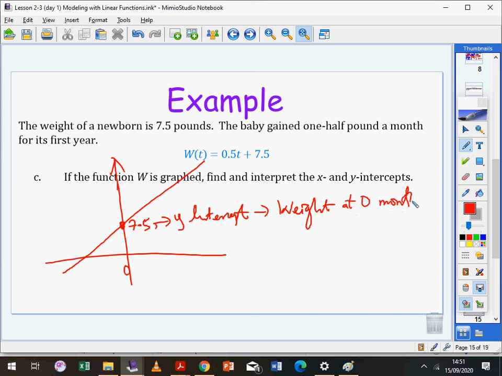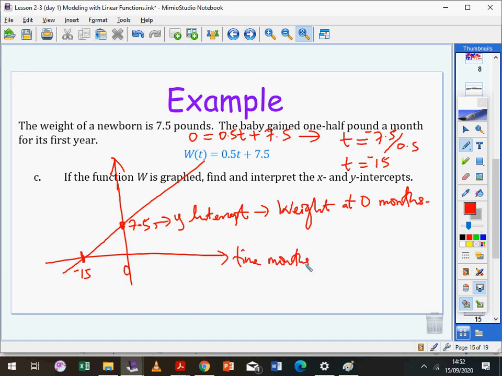Now let's think about the x-intercept, this value here. This x-intercept, if we calculate it by setting the output value equal to 0, minus 0.5t plus 7.5, I hope you can see that when I solve for t, it's going to be 7.5 divided by 0.5, which is 15, negative 15. So this x value is negative 15. The x-intercept is negative 15 months, because remember this axis represents time in months.